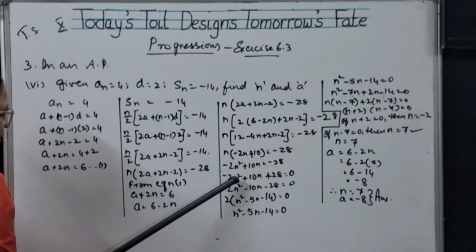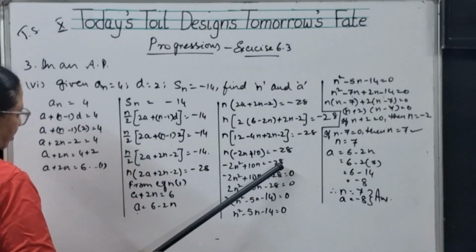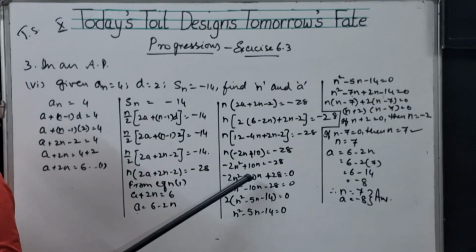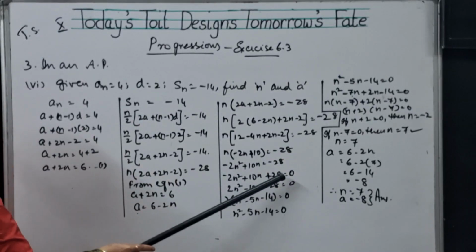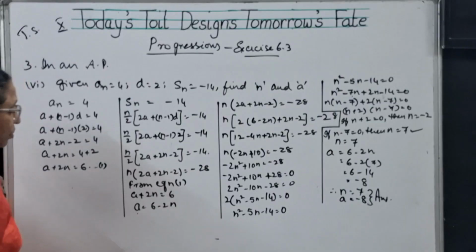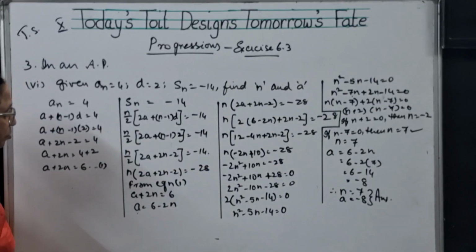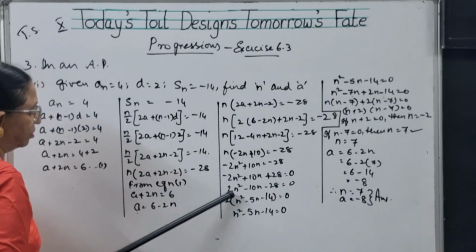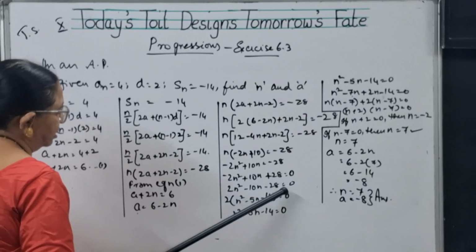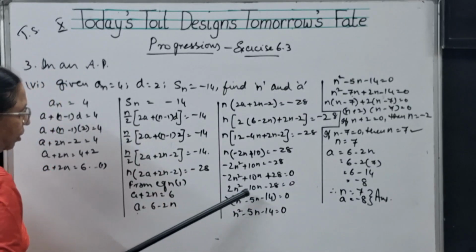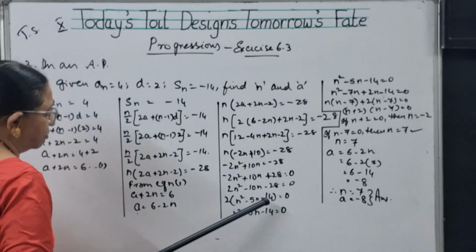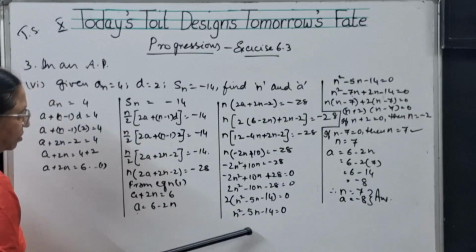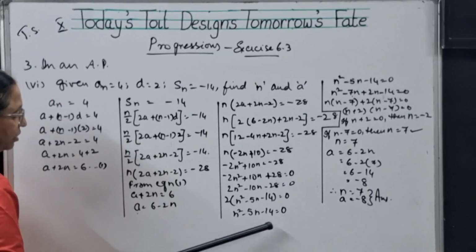That is minus 2n square plus 10n is minus 28, or minus 2n square plus 10n plus 28 is equal to 0. I wanted to make this as plus, so I have changed all the signs. 2n square minus 10n minus 28 is equal to 0. In all these terms 2 is common, so I took it out. n square minus 5n minus 14 is equal to 0 is the simplest quadratic equation I have got.